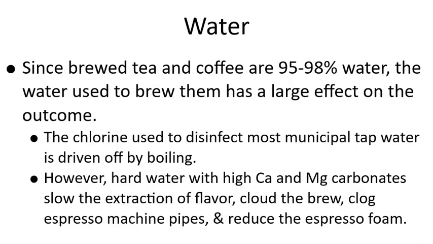Now, since brewed tea and coffee are both 95 to 98% water, the water used to brew them will have a large effect upon the resulting drink. The chlorine used to disinfect most municipal tap water is driven off by the heat involved in boiling the water, so any taste associated with it will also be removed. However, hard waters containing high calcium and magnesium carbonates will slow the extraction of flavor, generally cloud the brew, clog espresso machines, and reduce the formation of espresso foam.